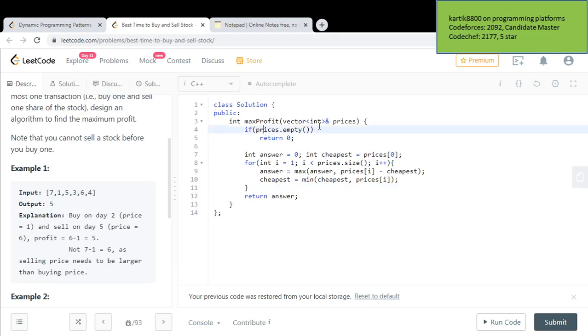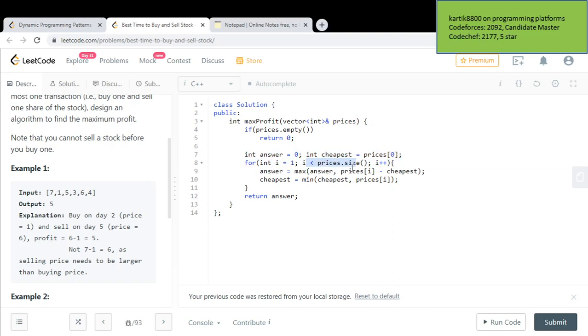First of all, if the prices array is empty, that means the number of days you can do buying and selling is 0, then return 0. Otherwise, assume that the profit you're making is 0 when you make 0 transactions. And currently the cheapest stock available is at day 1, right? Now try selling the stock at day I for every I that is there. So for every day, try selling the stock at the ith day.